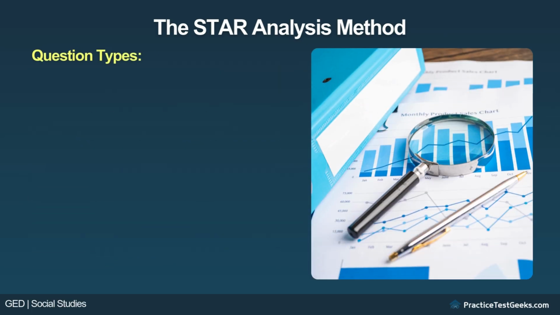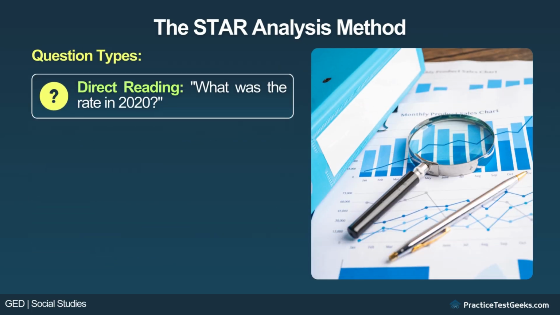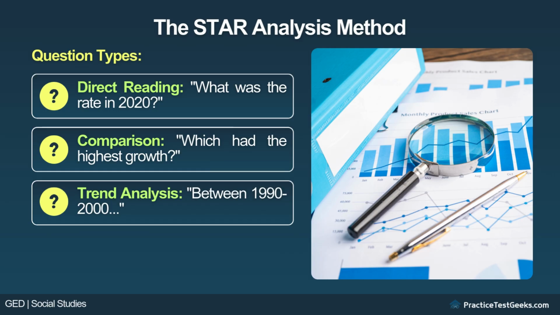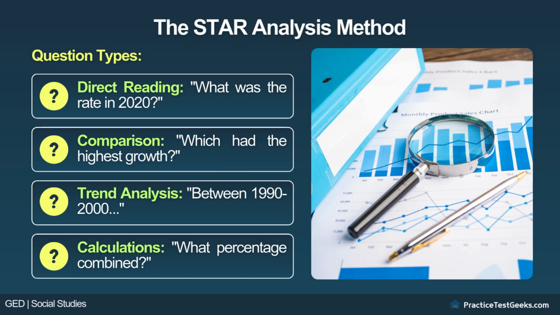The GED will test you with 4 main question types. Direct reading questions ask you to find a specific data point. For example, what was the rate in 2020? Comparison questions require you to identify which category has the highest or lowest value, such as which had the highest growth. Trend analysis questions focus on changes over time periods, like between 1990 to 2000. Calculations questions ask you to combine data points, such as what percentage combined, like adding percentages for education and healthcare spending together.